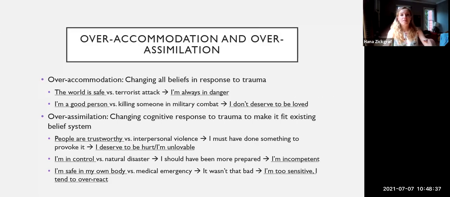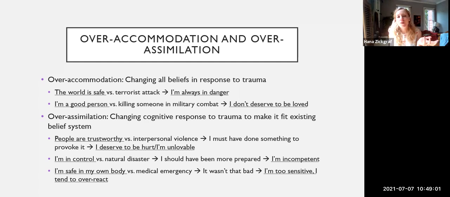So as you can imagine, all of these changes in core beliefs are really too extreme. These examples result in someone going from a relatively positive core belief to a very negative one in response to a single trauma. And really, accommodation and assimilation shouldn't be this complete. It should be possible to make smaller changes in your belief system.